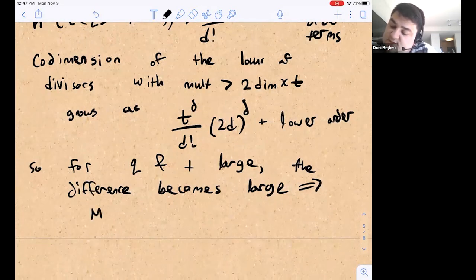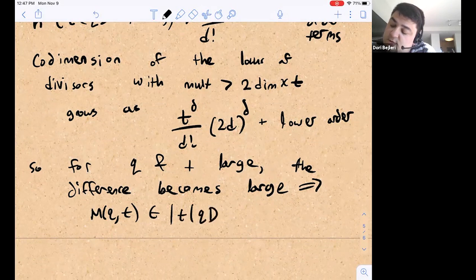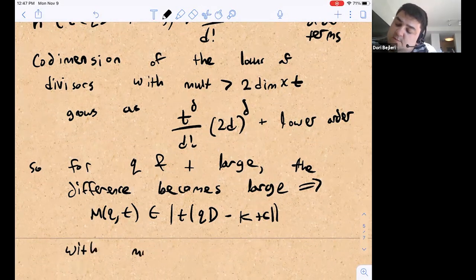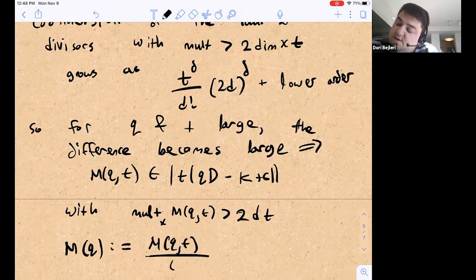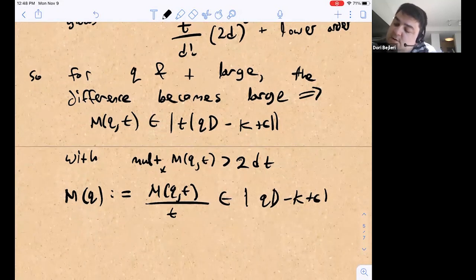So that implies that we have sections M that depend on q and t in t times qd minus k plus g with multiplicity greater than 2dt. And so then when we divide, if we just let m of q be the divisor mqt over t, now this is a member of qd minus k plus g, and it has multiplicity greater than 2d.